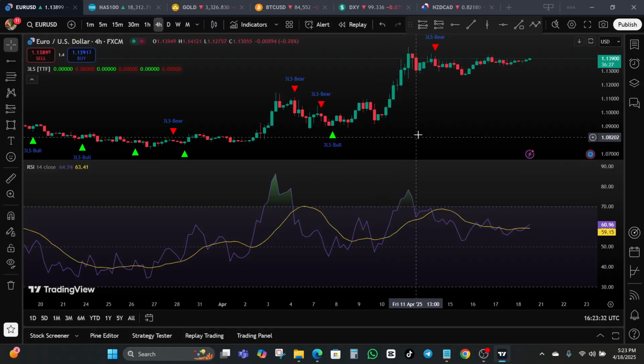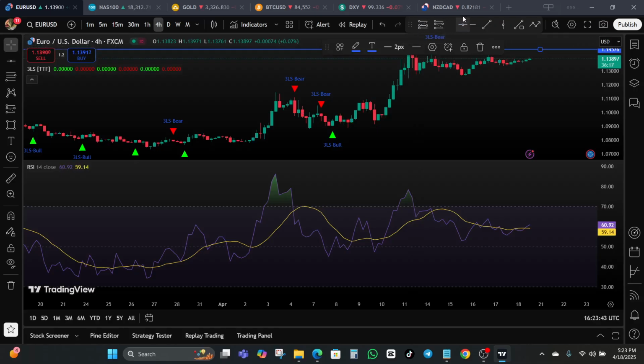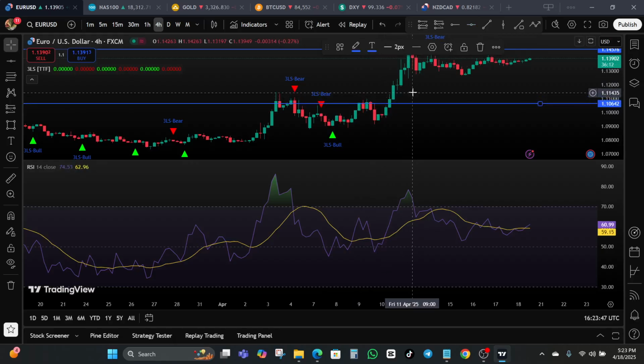Now, always take note of key support and resistance levels on your chart. They are very important. If the three line strike pattern appears near these levels, it adds extra weight to the signal.